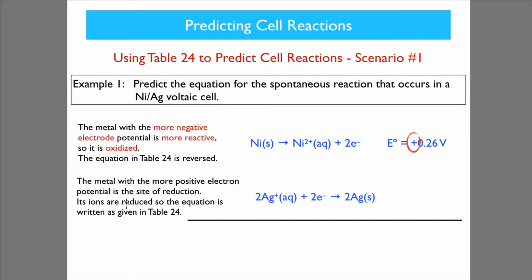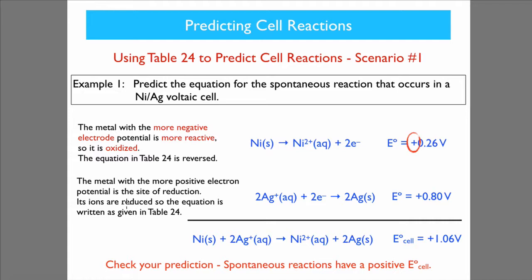The metal with the more positive electrode potential is the site of reduction. Its ions are reduced, so the equation is written as given, and you don't need to change any signs there. You can put the two equations together and add the cell potentials together. You can see it's positive, and so we know that it's spontaneous.